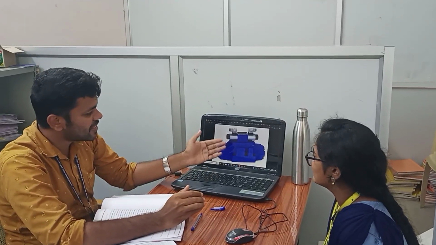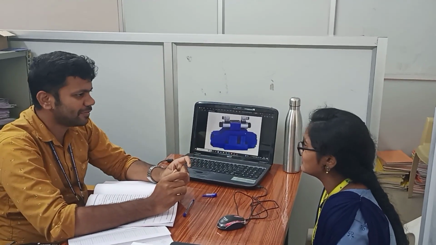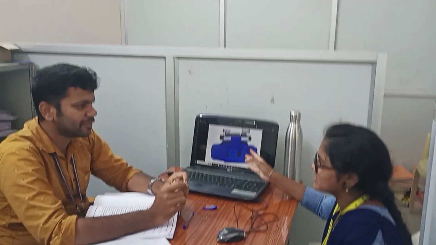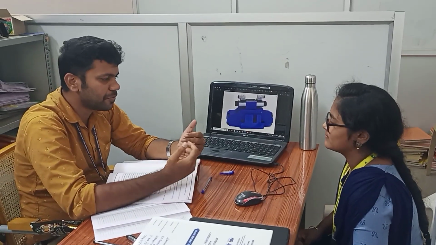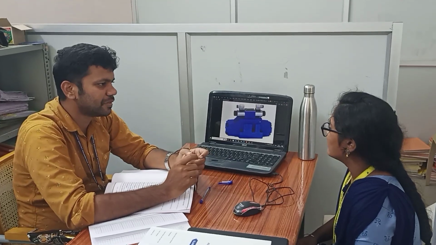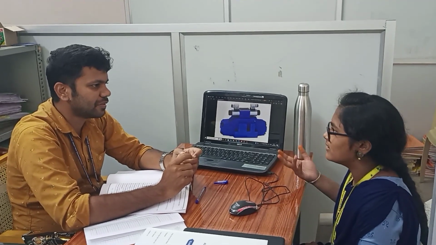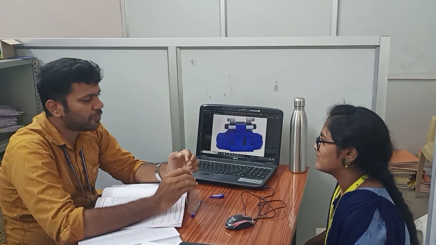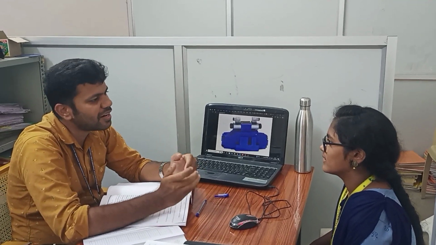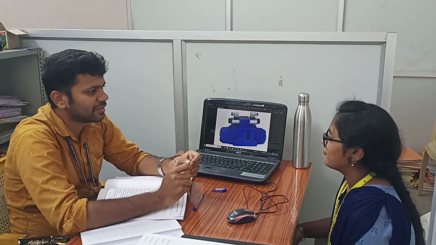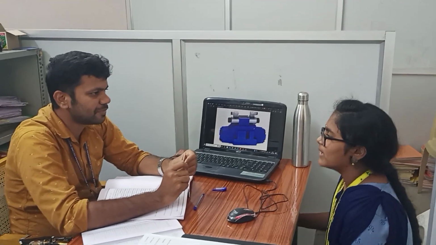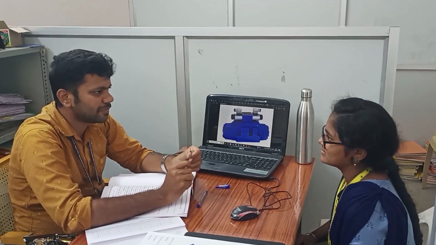Tell me, what is this component? This is DCV, sir, full form direction control valve. So where is it used? Hydraulic and pneumatic systems. Okay. What type of DCV is used in hydraulic and pneumatic systems? 5x2 or 4x2 direction control valve. Double acting cylinder is what?